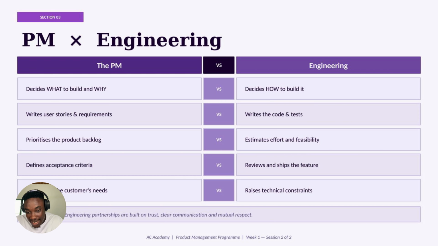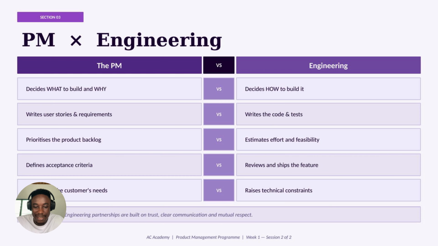As a product manager, you write the user stories and requirements, you prioritize the backlog, you define acceptance criteria, and you represent the customer's need. While the engineering writes the code and estimates the effort. They raise technical constraints also. So as a product manager, you're not supposed to be figuring out how to make the product, just the what and the why. So notice the versus we used on this slide.